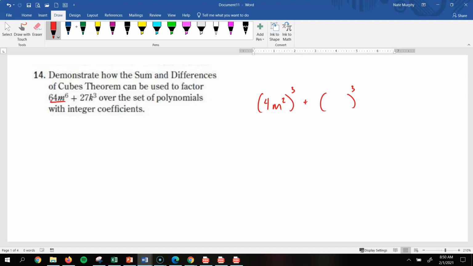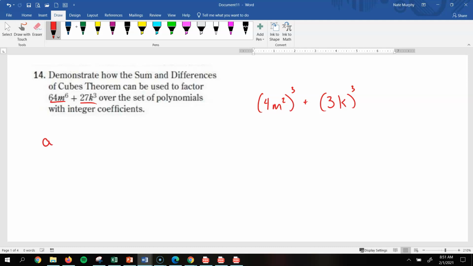Well, now I want to figure out what would I cube to get 27k cubed. Let's start with 27. Well, 3 cubed would be 27, because 3 times 3 is 9, and 9 times 3 is 27. And when you cube k, you would get k cubed. So now we've broken that down, okay? Because 3k, when you cube that, would give you 27k cubed. All right, well, how does this help me?